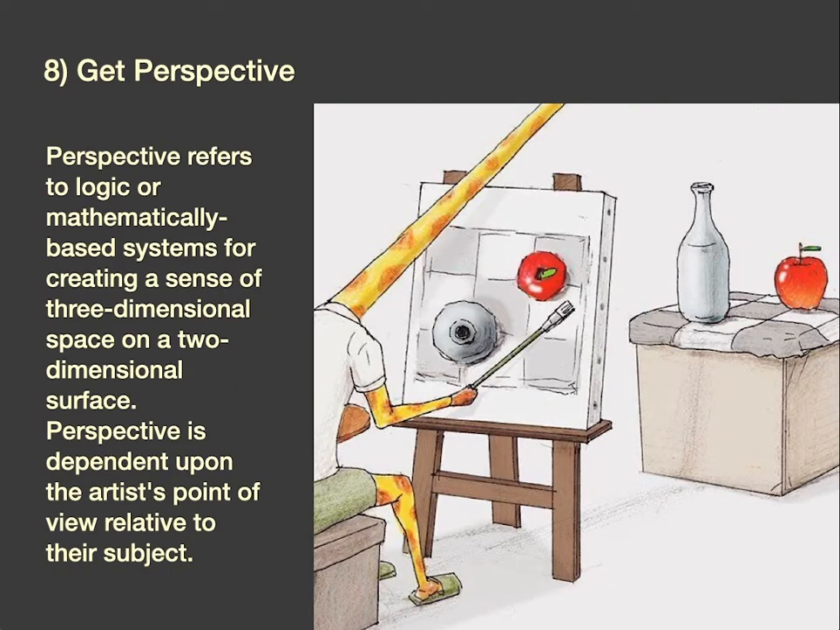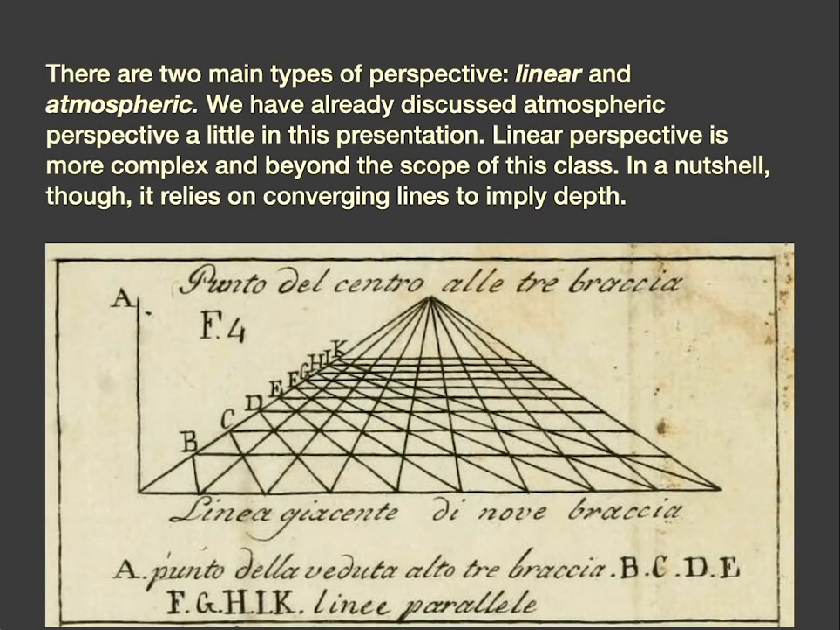And then finally, perspective. Perspective refers to a couple of logic or mathematically based systems for creating three-dimensionality on a two-dimensional surface. Perspective is really dependent upon the artist's point of view, and it is pretty complicated. So there's two main types of perspective. We already talked a little bit about atmospheric. There's also something called linear perspective. That is far beyond the scope of this class. If it's something that interests you, I recommend you take Drawing 1, where you'll learn all about linear perspective.